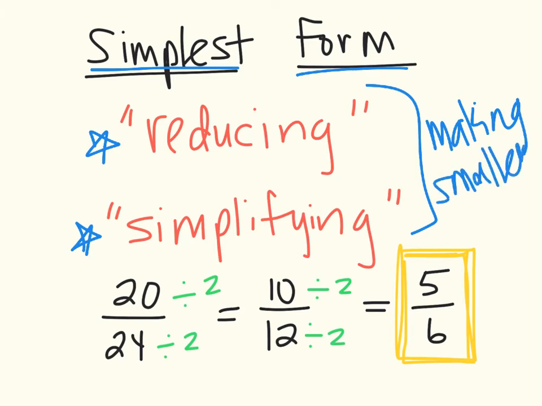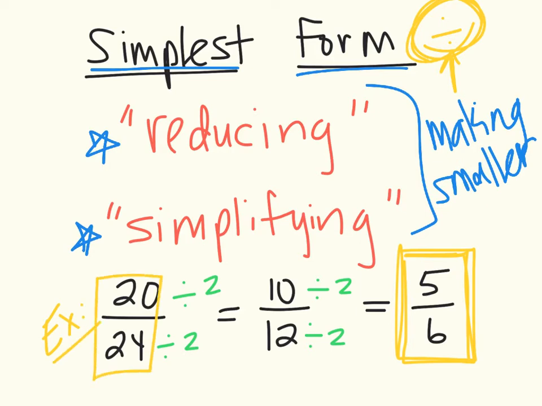And if we think about when we're making things smaller, we are using the idea of division. So when we are simplifying something, we're using division. If you take a look at the example down here at the bottom, you'll see that I started with 20/24. I chose to divide by 2 because I know that both of these numbers are even. That got me to 10/12.